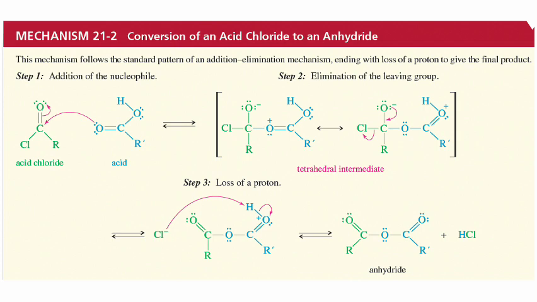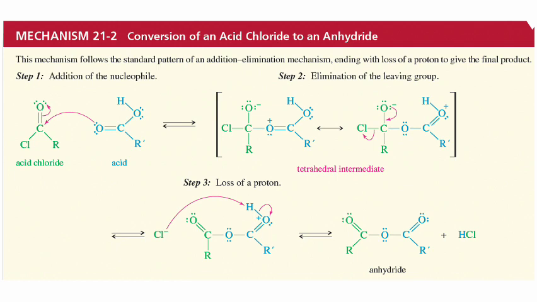All right, so here is how we might convert a carboxylic acid to an anhydride. So if we start with an acid chloride, and the group that we are adding to it is a carboxylic acid, we're essentially replacing that Cl group on the acid chloride with the whole carboxylic acid. That's basically how this reaction would go, right?